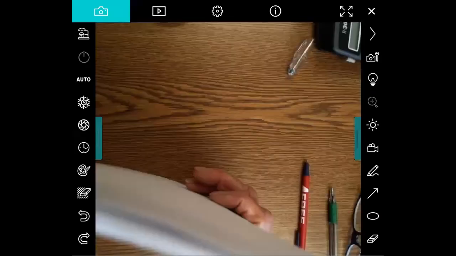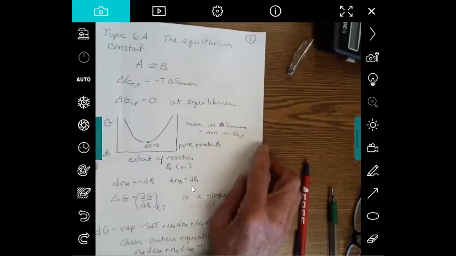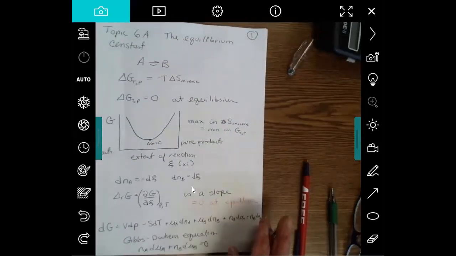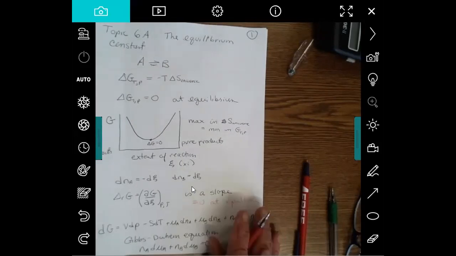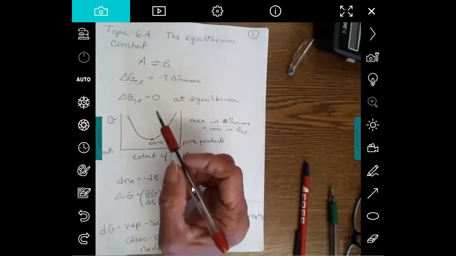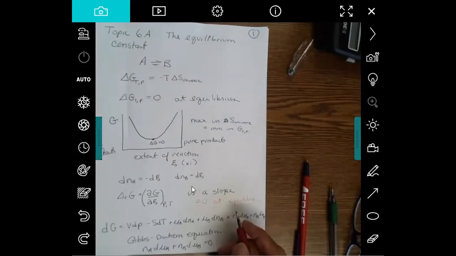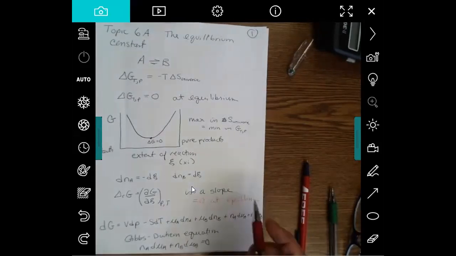Okay, we're going to start talking about topic 6A. So we're going to finally begin our discussion of equilibrium. We're going to see how it's related to the thermodynamics that we've learned so far. So if we want to understand the equilibrium constant, we want to think about the fact that when you reach equilibrium, the ratio of products over reactants is equal to a constant, and we'll see where that comes from.